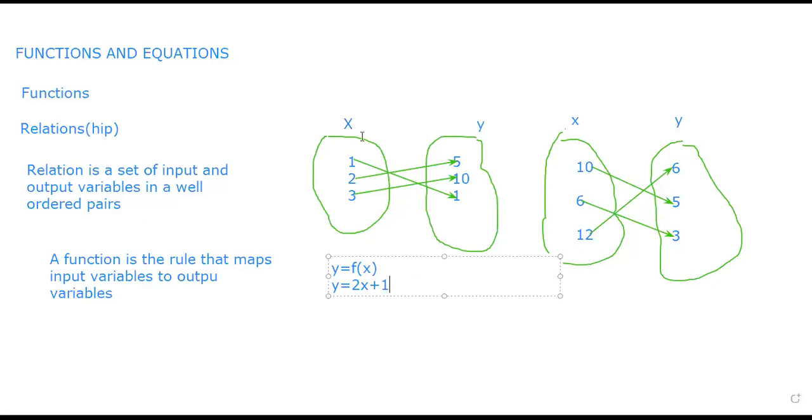Okay, Lydia, because if you multiply 2 by 1, you are going to get 2. If you add 1 to the 2, you are going to get 3. But 1 maps to 1. 1 does not map to 3. So Lydia, I am sorry to say that is not the rule.